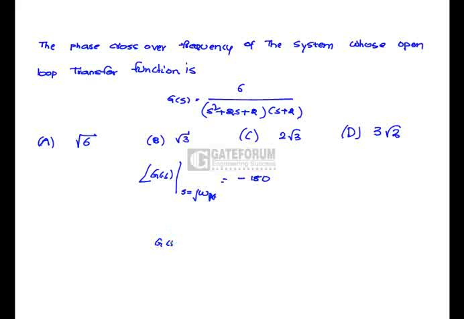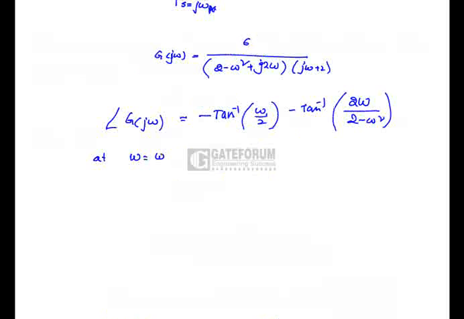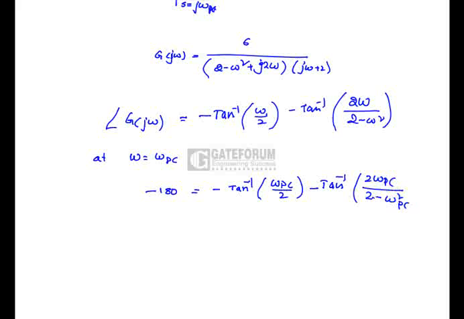So G of j omega is equal to 6 by (2 minus omega square plus j2 omega)(j omega plus 2). So angle of G of j omega is equal to minus tan inverse of omega by 2 minus tan inverse of 2 omega by (2 minus omega square). So at omega equals omega pc, this is minus 180 degrees: omega pc by 2, 2 omega pc by 2 minus omega square pc.